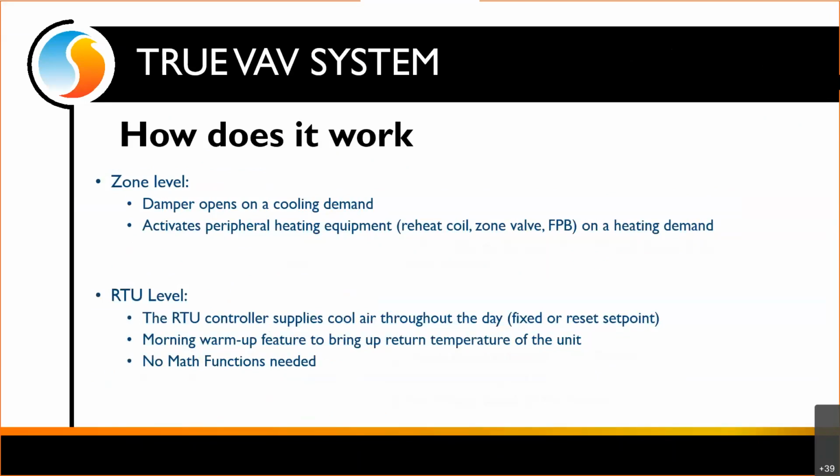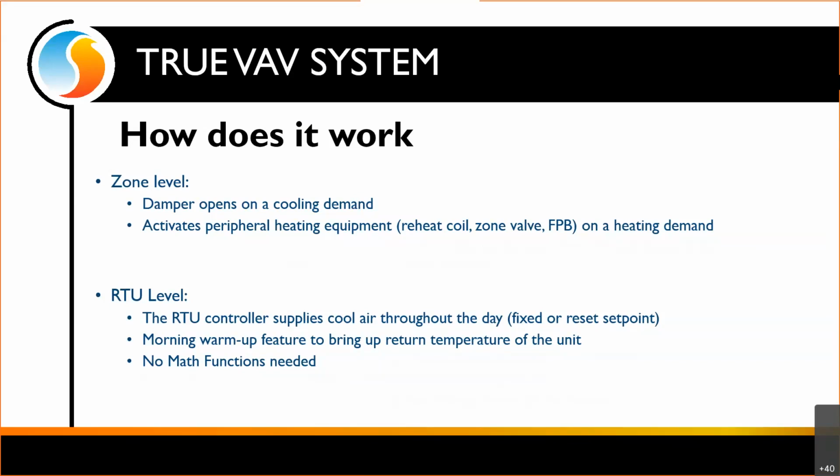So the damper tends to only open on a cooling demand. And since these zones tend to have some kind of peripheral heat, whether it's a reheat coil, a zone valve, or perhaps a fan-powered VAV box, well, then it's going to activate its peripheral equipment on a heating demand. Now, just so you know, I know that some of these systems also have a morning warm-up sequence as well.